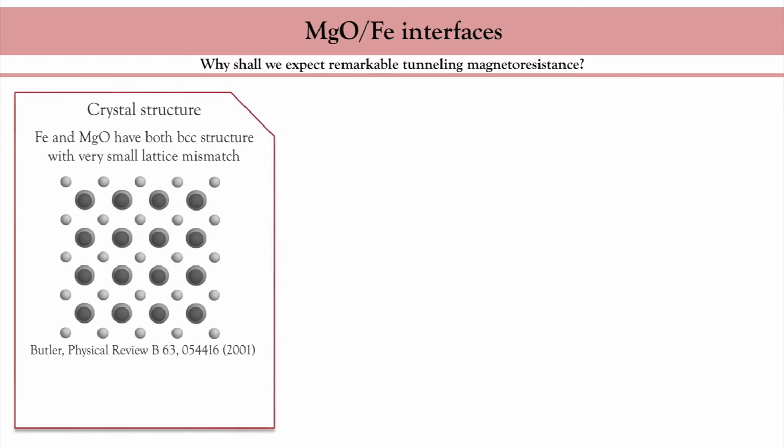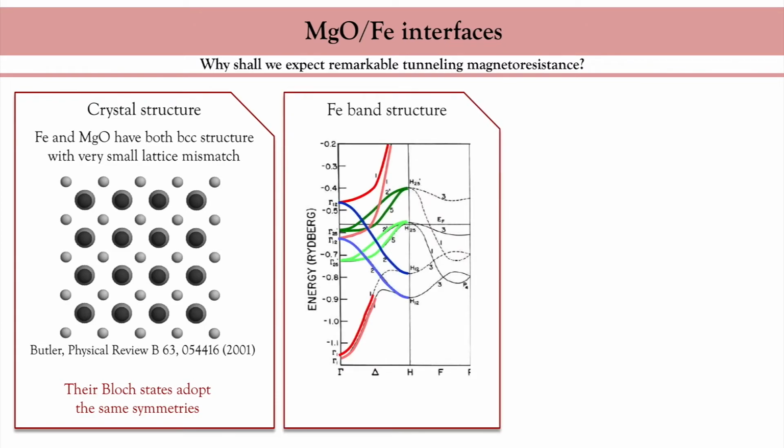First, let's look at the crystal structure. Both Iron and MgO are BCC crystals, and they possess very similar lattice parameters. So in principle, they could grow very well on top of each other. And most importantly, their Bloch states should adopt exactly the same symmetries. This latter remark was pointed out by Bill Butler and co-workers in their influential paper of 2001. Second observation. Let's have a look at the band structure of iron.